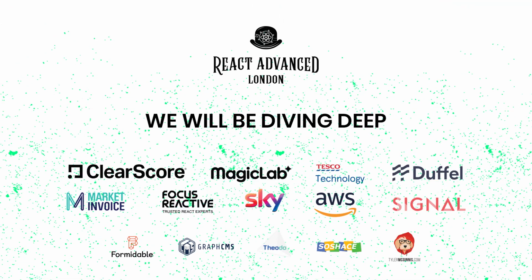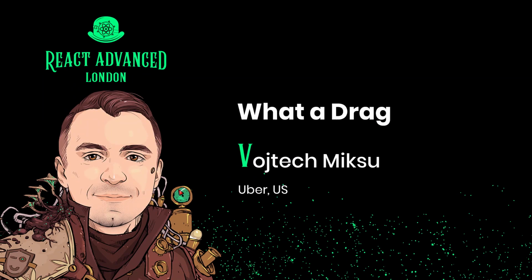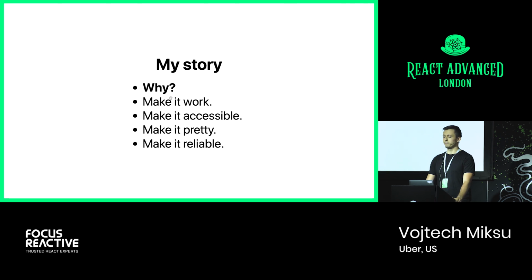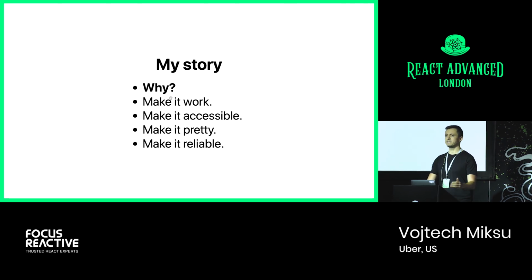My name is Vojtech, and I built a library. It's a sortable list. You can drag and drop each item and change its position. And today, I am going to tell you a story about why I decided to build this library from scratch, and also what I learned in the process. There are 4 different chapters: how to make it work, accessible, pretty, and reliable.